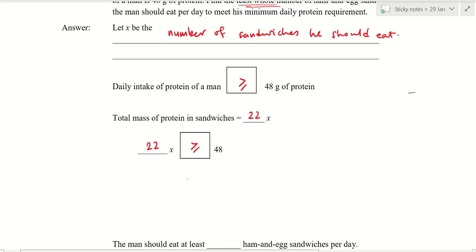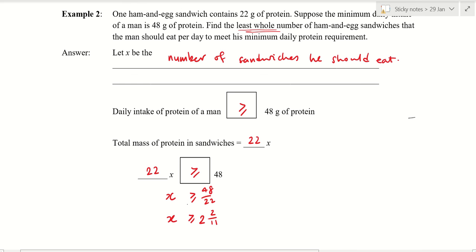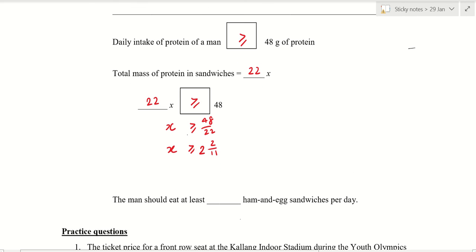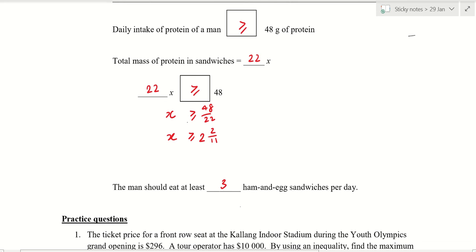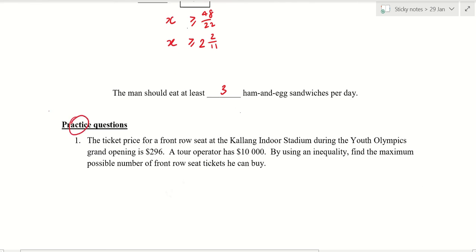Similarly, we want to remove the 22 multiplied by, so we divide by 22 on both sides. So we end up with 48 over 22. X is now greater than or equal to 2 and 2 over 11. Take note that the question wants the least whole number of sandwiches. So he should eat at least 3 ham and egg sandwiches per day. So now, try this question. And your teacher will go through it in class.